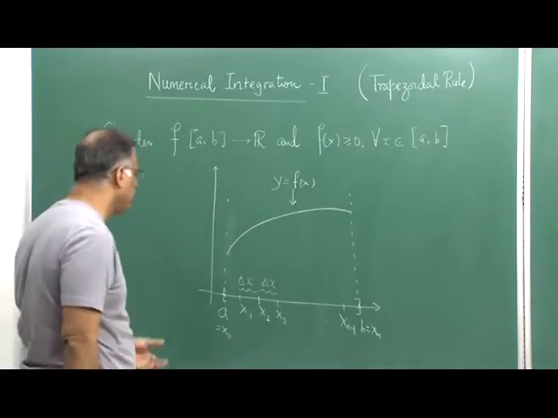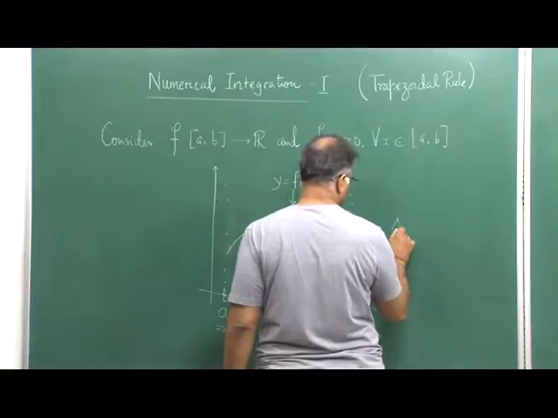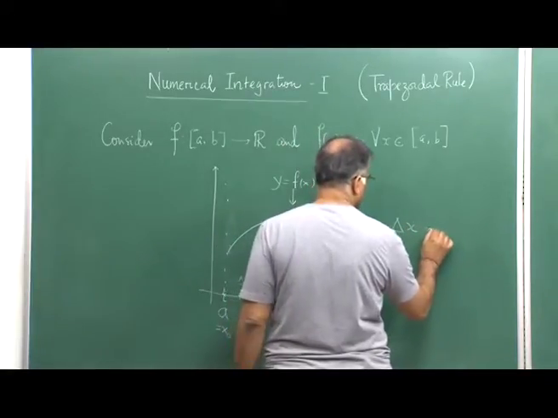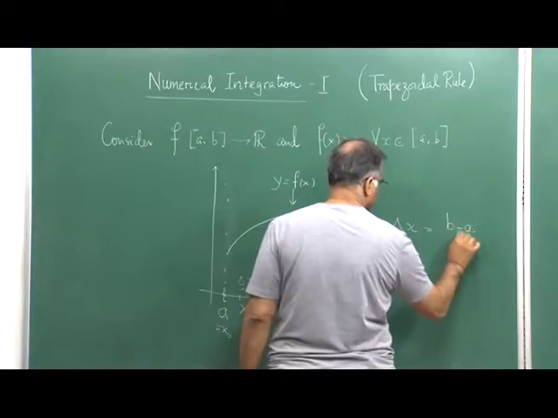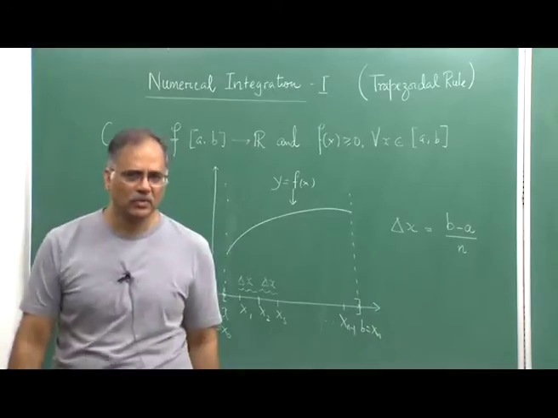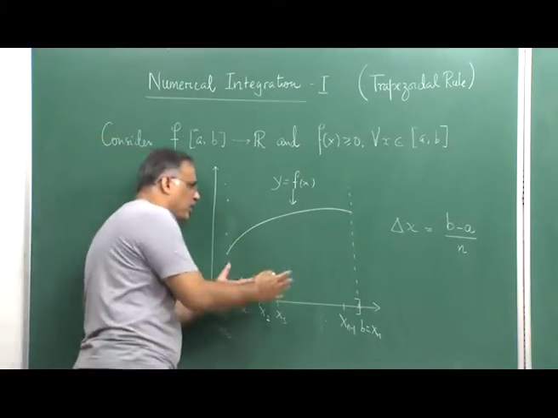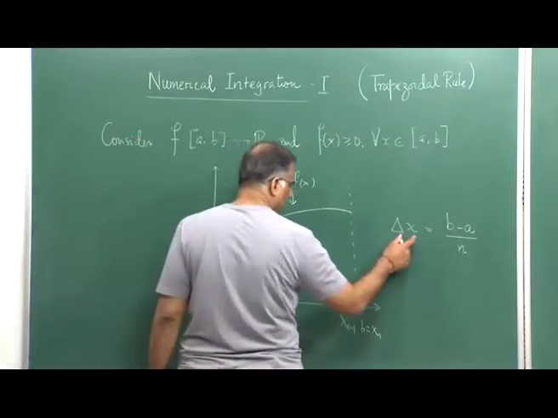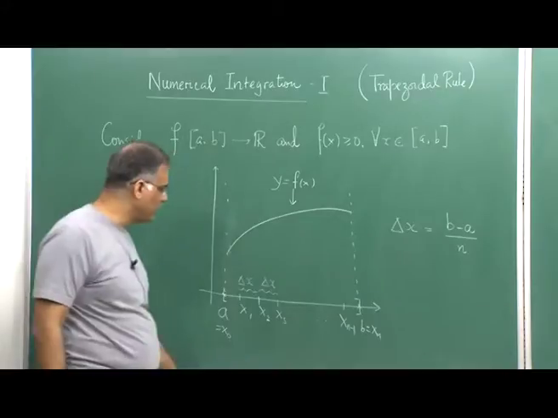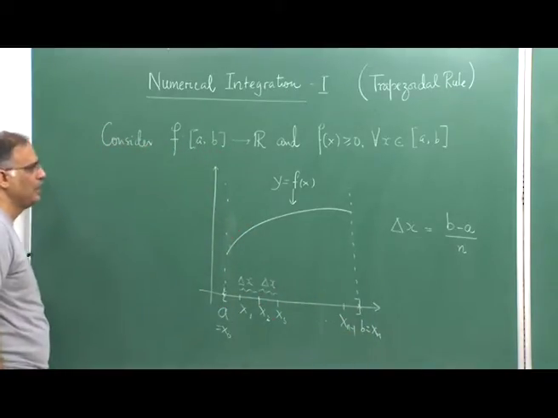So in this partitioning, suppose I have n partitions, so delta x is nothing but b minus a divided equally into n partitions. So each partition has length delta x, so there are n partitions, so n into delta x is b minus a, because there are n plus 1 points taking a and b into consideration.